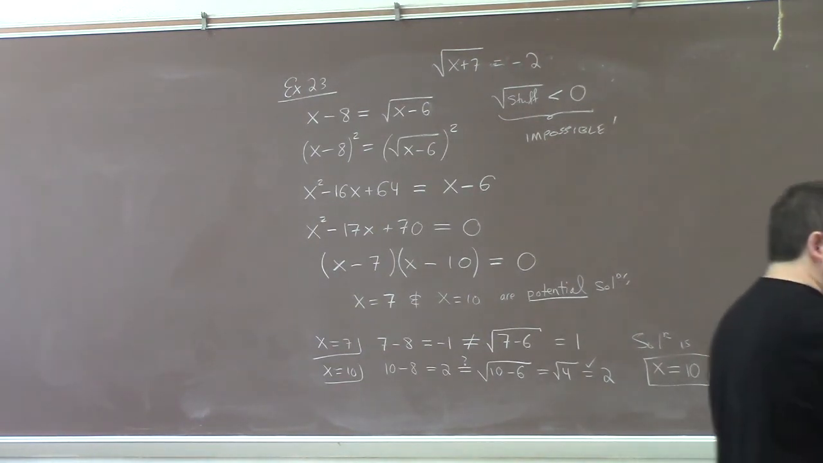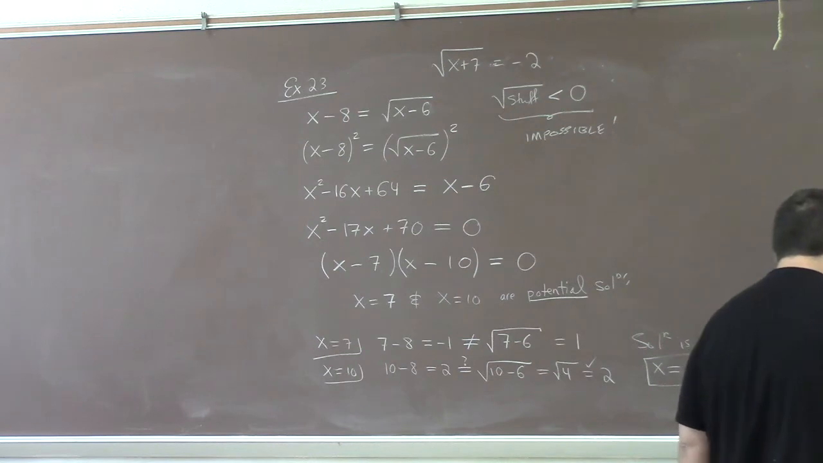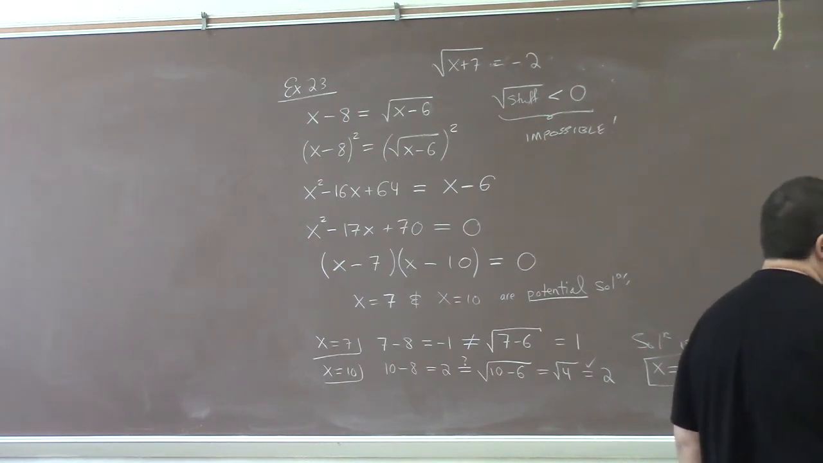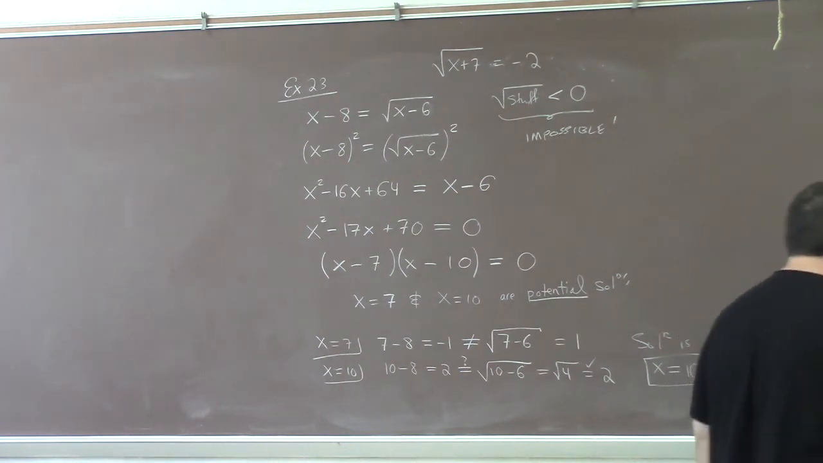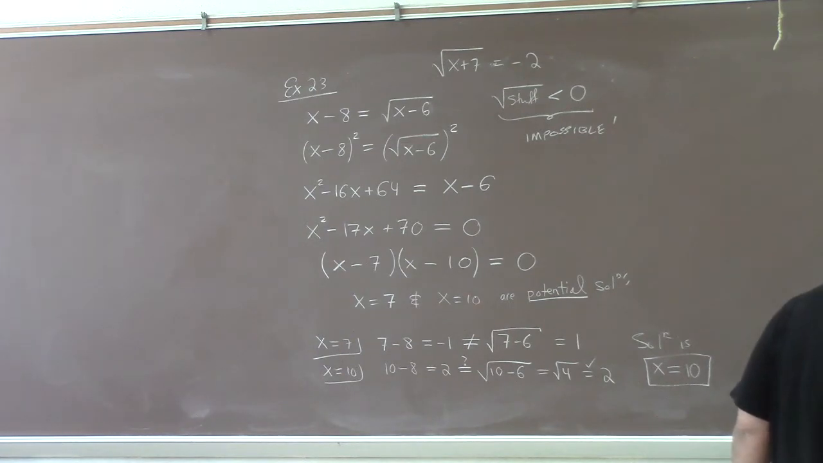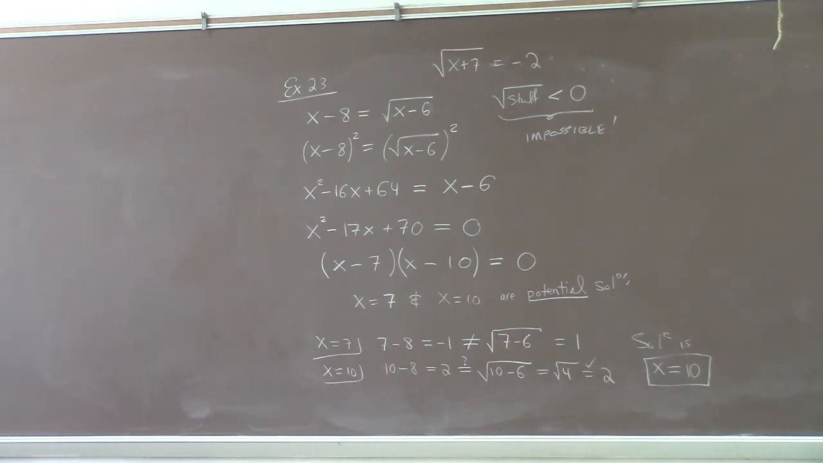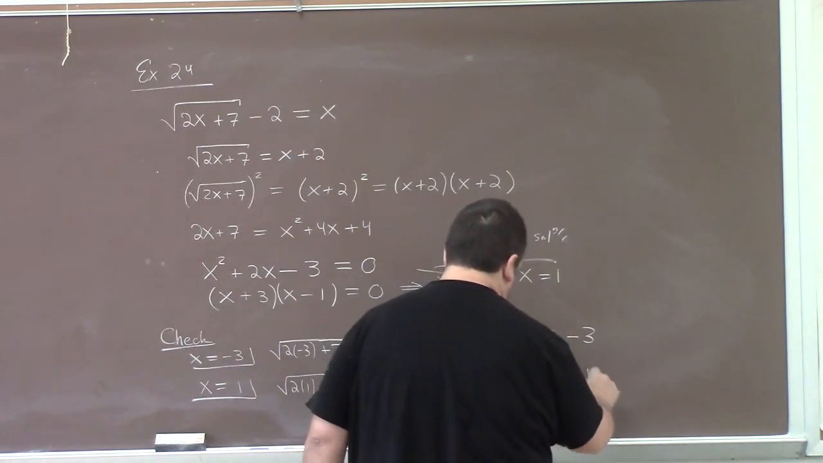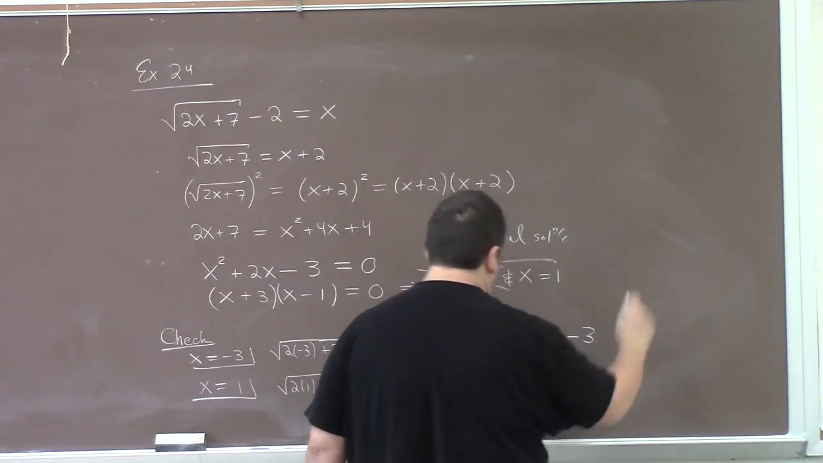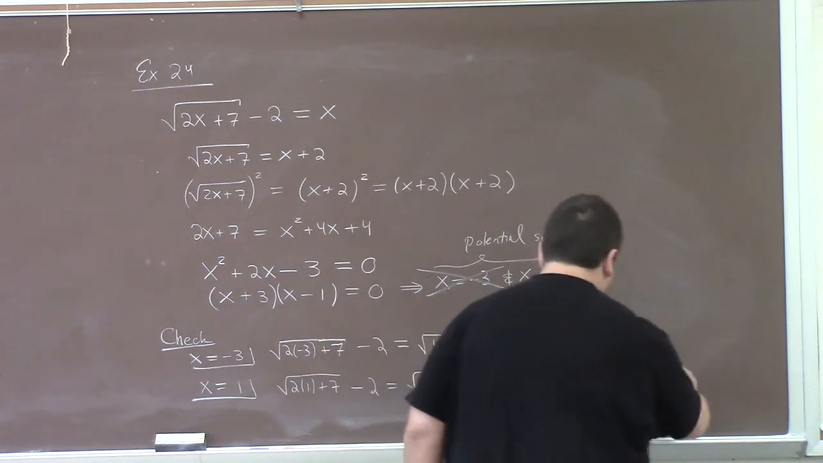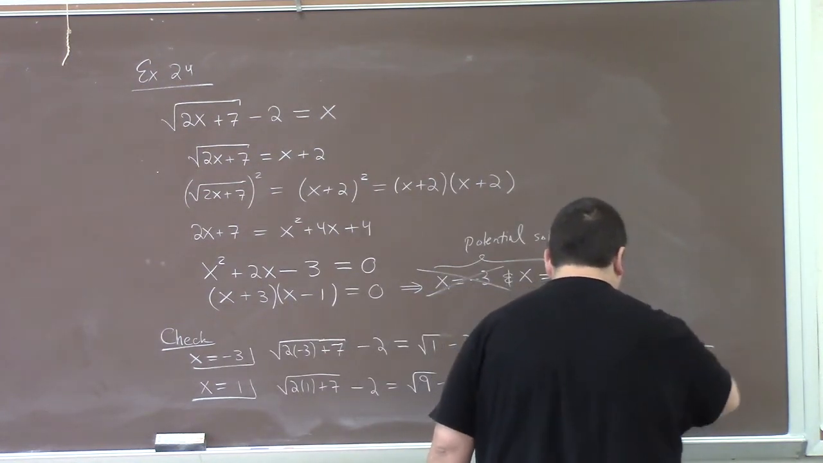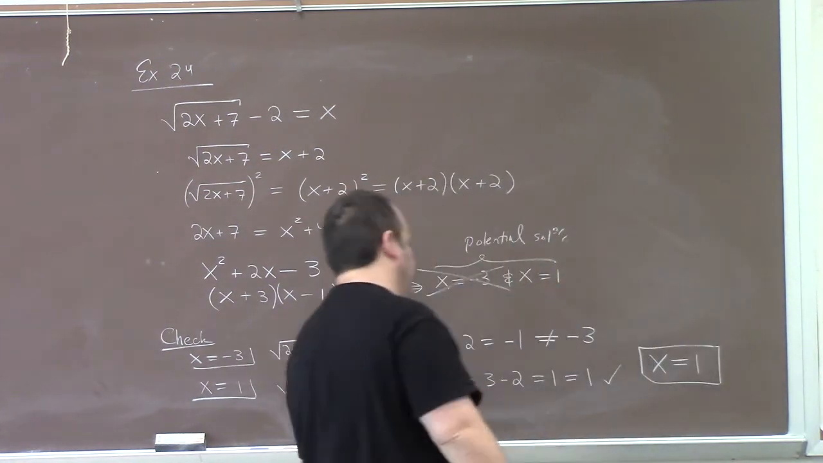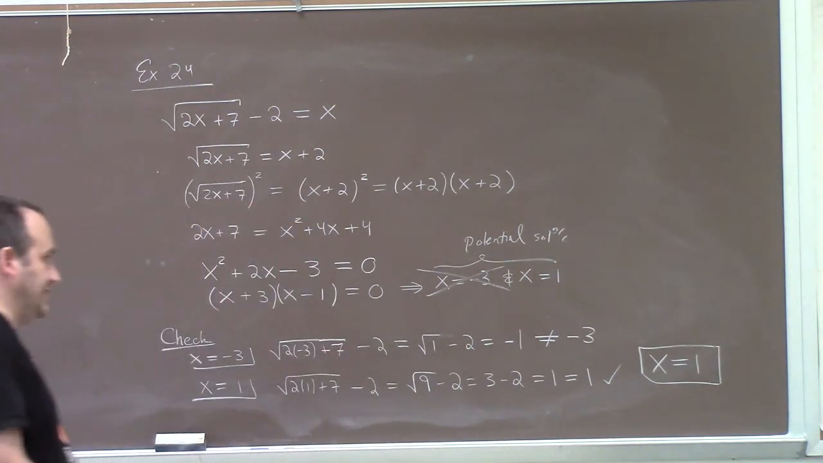All right, that one's out. Hopefully the other one works. Let's find out. So square root of 2 times 1 plus 7 minus 2. That's the square root of 9 minus 2, which is 3 minus 2, which is 1, which of course equals 1. So in fact, our solution is just x equal to 1. That's it.